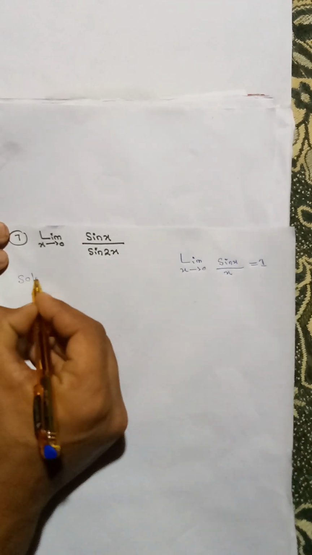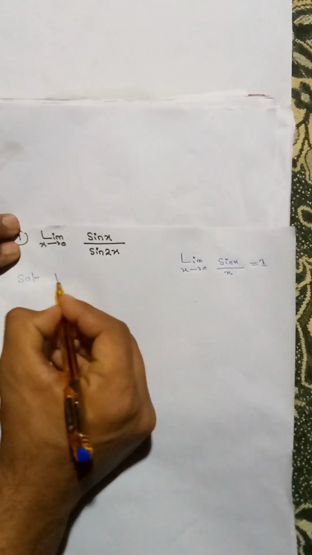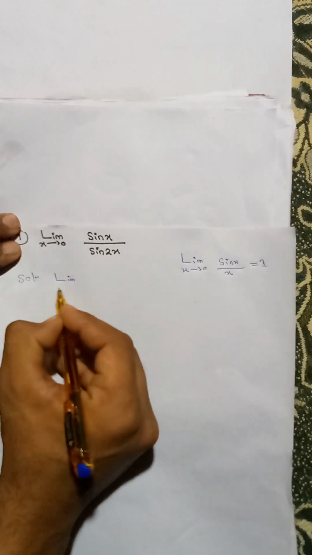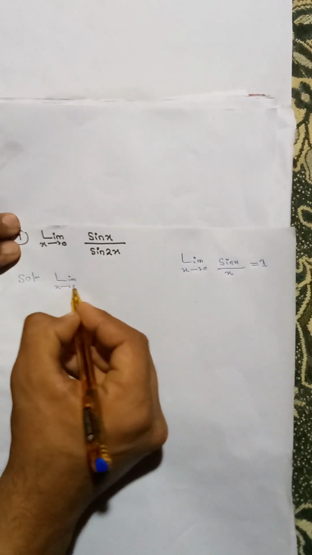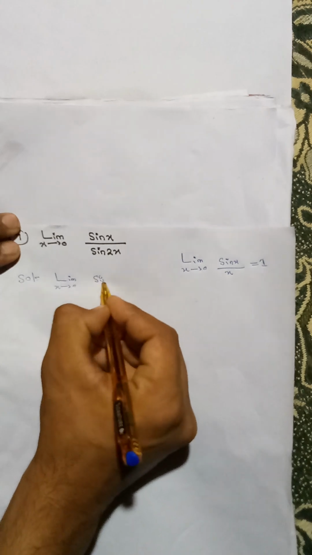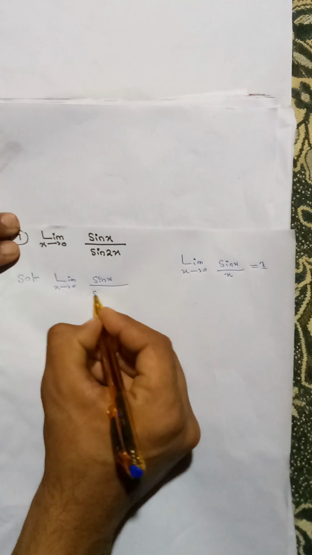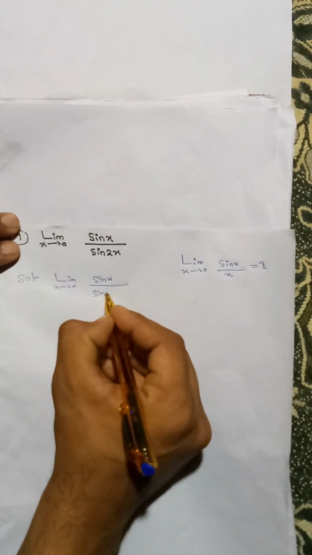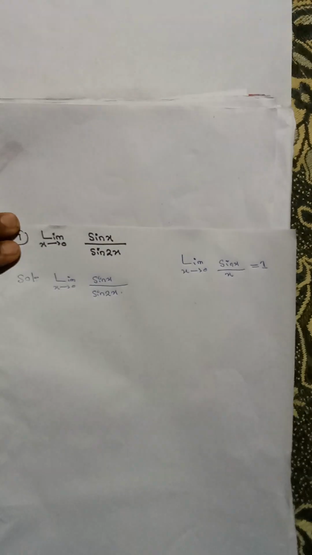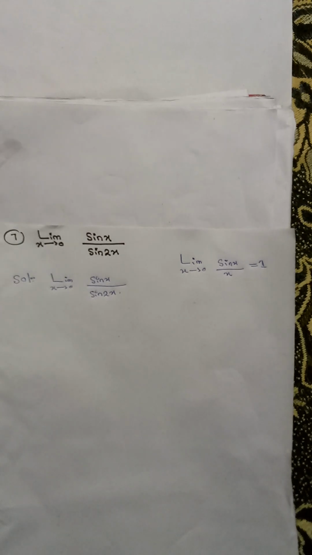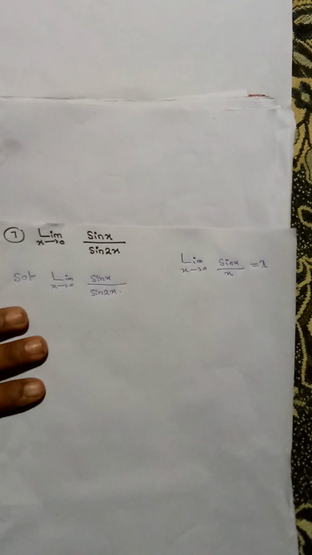Here we will write the solution, and then limit x tending to 0 sin x over sin 2x. This question can also be solved by another method.